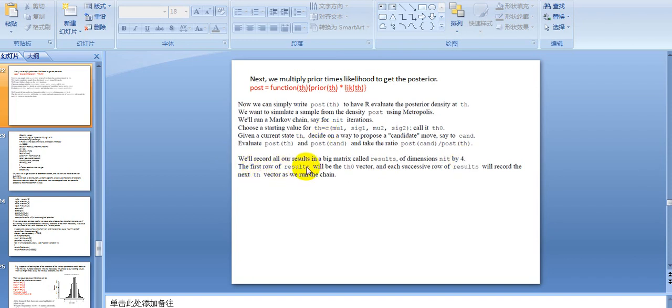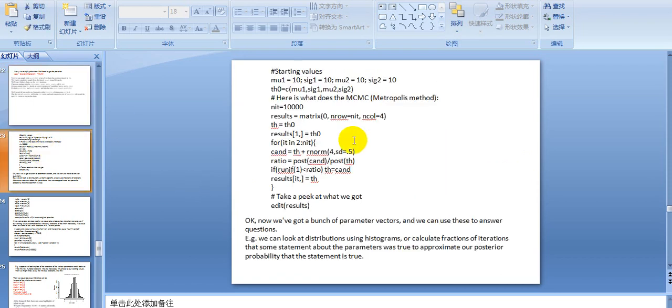The first row of results will be the starting value, the initial value theta 0, and each successive row of results will be recorded as the next theta vector as we run the Markov chain. So let's look at part of the R code. For the starting values, we just make mu1 equal to 10, sigma 1 is 10, and everything is 10. So theta 0 is those starting values.